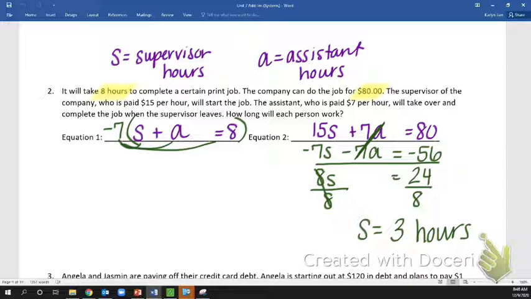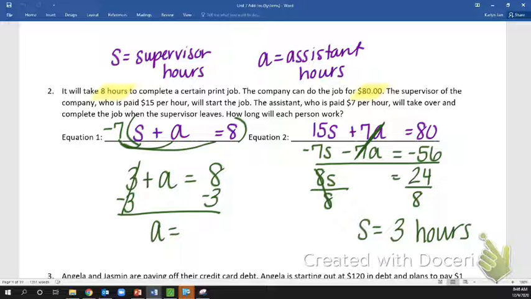We substitute that value back in to get our second part of our answer. So the supervisor's working 3 hours, plus however long the assistant works, has to equal the 8 total hours. We subtract 3 from both sides to get that the assistant works 5 hours as our second part of the solution.